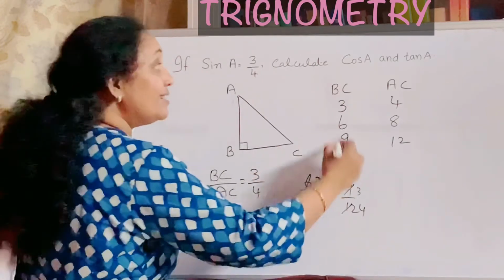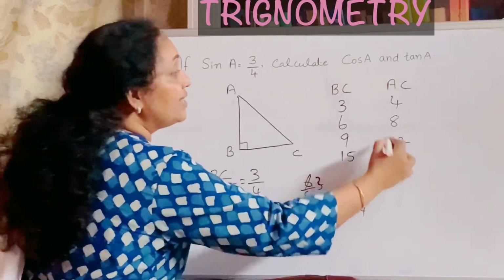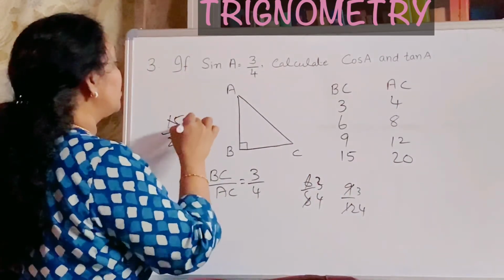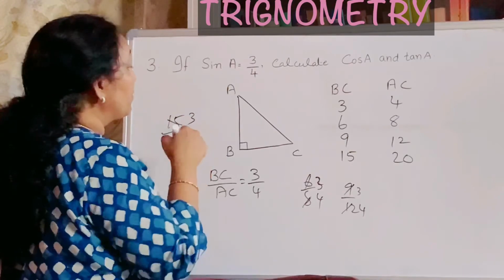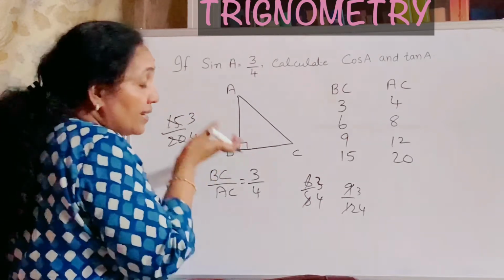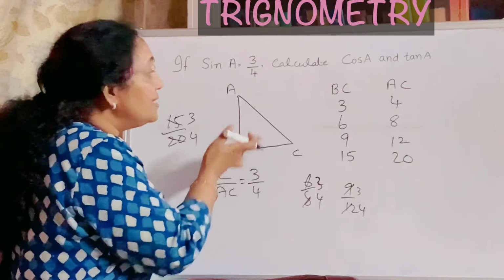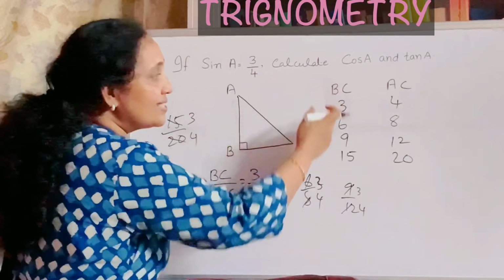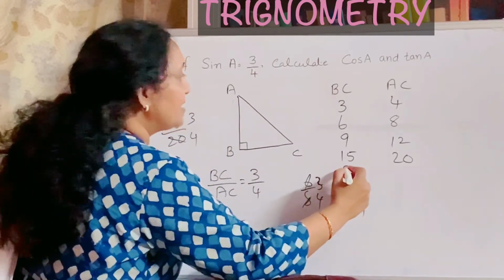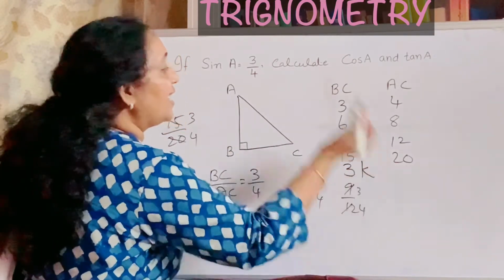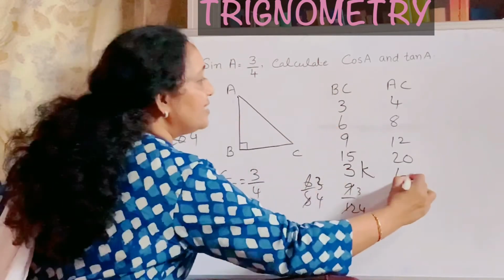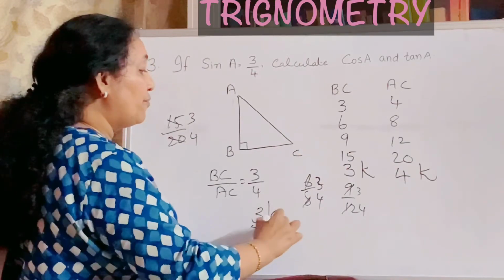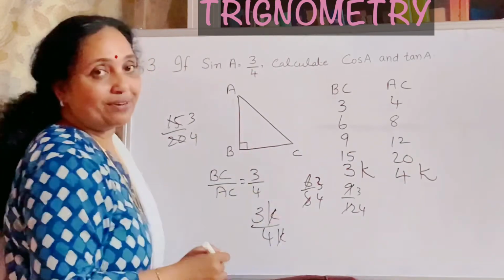Then BC can be 15 and AC can be 20. And that time also what is the ratio? 15 by 20, 5 is the common factor, that is 3 by 4. So there can be a common factor between BC and AC. Take that common factor as K. So the side BC you take as 3K and the side AC as 4K. Then the ratio is 3K by 4K, ratio is 3 by 4.